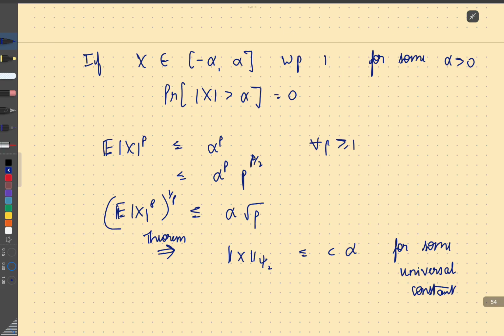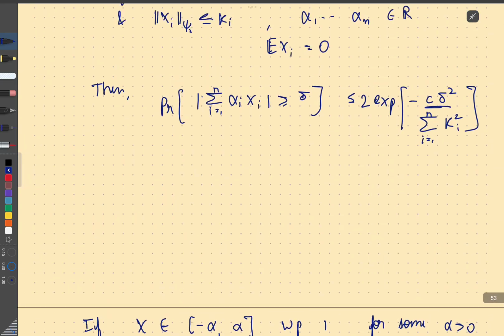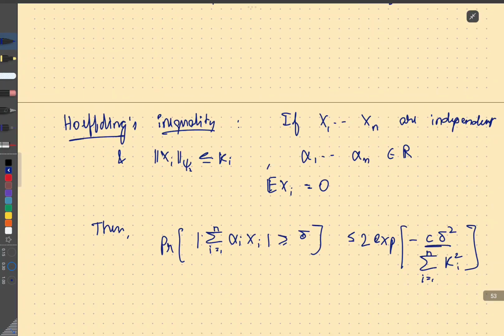When I say it's universal, it is something which does not depend on the distribution. Something like, I don't know, log 2 or whatever. So the previous C we used and this C, would it be the same? Not necessarily. They're all different universal constants depending on which pair of statements you're working with. But for a given pair of statements, it's a universal constant. So I'm not going to keep track of what the value is, but it's something small.